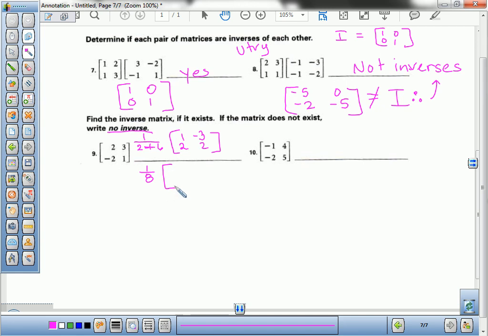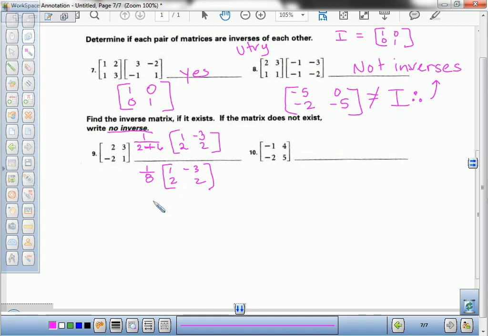Okay, so this is 1/8, 1, 2, -3, 2. I'll go ahead and tell you, with inverses, a lot of times we have fractions. We just do. Because the formula has a fraction in it, doesn't it? So seldom does everything just turn into a nice little integer.